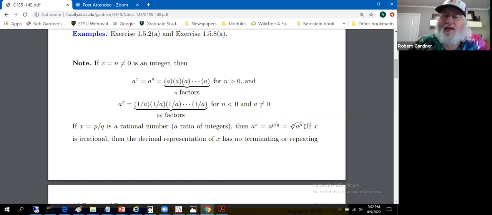Can you raise a to the pth power where p is an integer? Certainly. Avoiding that 0 to the 0 thing? Certainly. We'll do it as described above. How about taking qth roots? Well, that could potentially cause some problems because, for example, we can't take square roots of negatives.